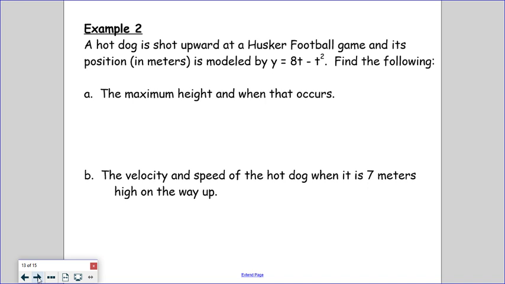It says, a hot dog is shot upward at a Husker football game, and its position in meters is modeled by y equals 8t minus t squared. Find the following. First question, the maximum height and when it happens. Second question, the velocity and speed of the hot dog when it is 7 meters high on the way up.